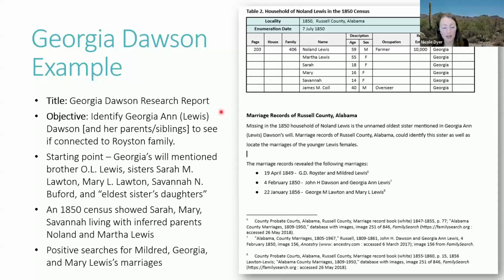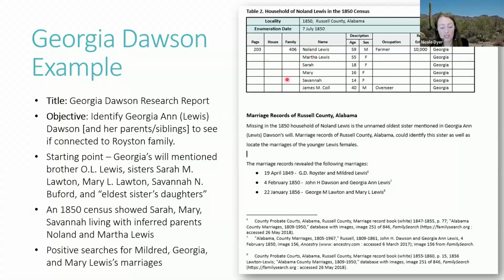And in this report, Diana was trying to identify Georgia Ann Lewis Dawson and her parents and siblings to see if they were connected to our Royston family. And the starting point is that Georgia's will mentioned her brother O.L. Lewis, her sisters Sarah, Mary, Savannah, and an unnamed eldest sister who had some daughters. And so first, Diana found this 1850 census showing Sarah, Mary, and Savannah, but not Georgia, living with their inferred parents, Noland and Martha Lewis.